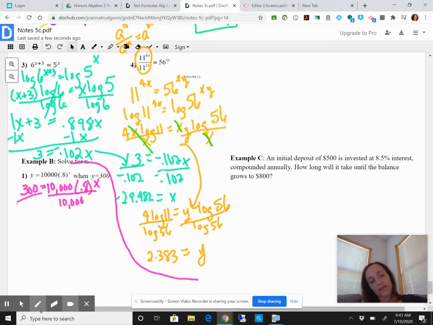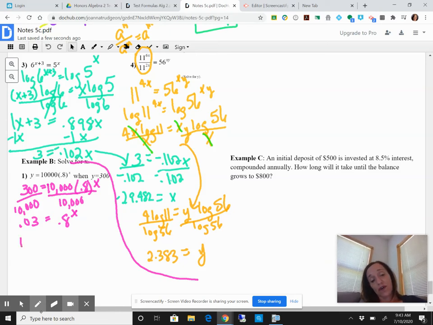I'm going to divide both sides by 10,000. You cannot do 10,000 times 0.8. That does not work. I get 0.03 equals 0.8 to the x. Now, you could do a log in front of both sides, but we don't need to do that here. We know how to do this with the definition of logarithms.